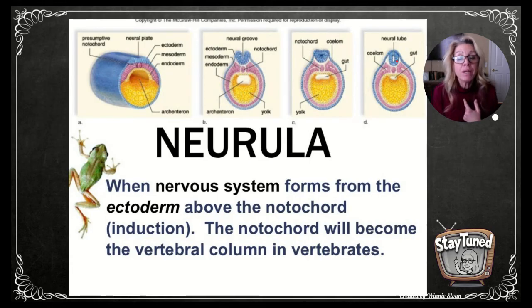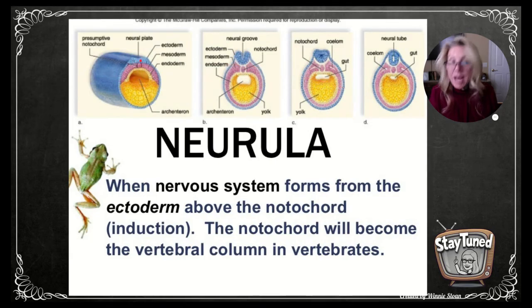Now for us, because we are vertebrates, right? We have a backbone here. This notochord right here will become the vertebrae that protect our spinal cord. Okay, so that is an example of induction. And at this point, you're starting to develop your organs. So on your notes, you have organ stage of development when the nervous system forms from the ectoderm and the neural plate. Okay, so find your neural plate.